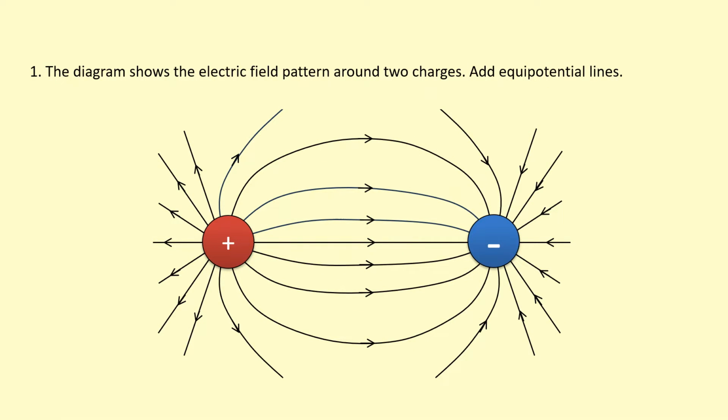The diagram shows the electric field pattern around two charges. Okay, we are asked to add equipotential lines around these. On the left we've got a positive charge and on the right we've got a negative charge, and they're going to produce a radial field pattern around them, and they're adding up to produce this pattern.